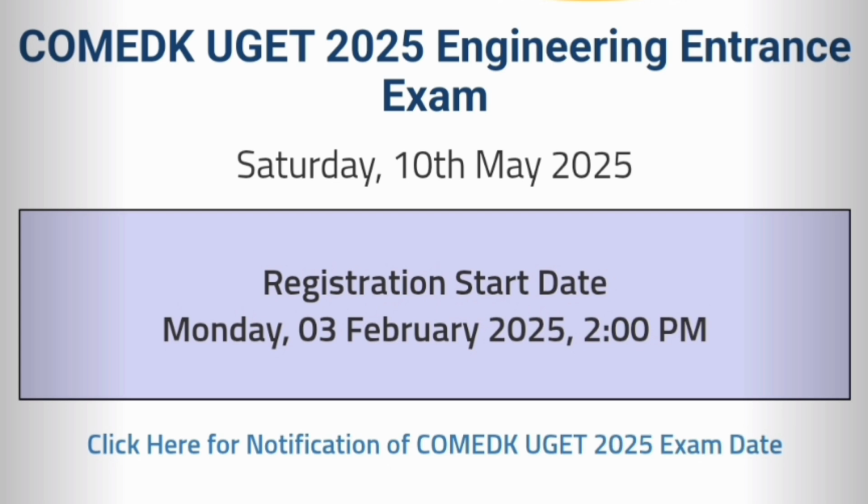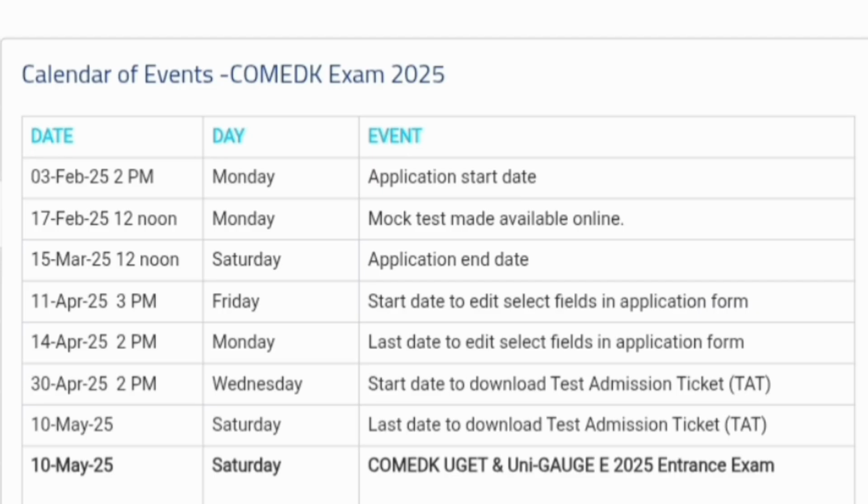This year's COMEDK UGET 2025 exam date is Saturday, 10th of May 2025. Registration for the exam will start from Monday, 3rd of February 2025, after 2 p.m. I'll give the complete application form also as it comes, and how to fill that application form, but you should also understand the complete calendar of events so that you don't miss any of the dates. As I mentioned, the exam application start date is 3rd of February after 2 p.m.